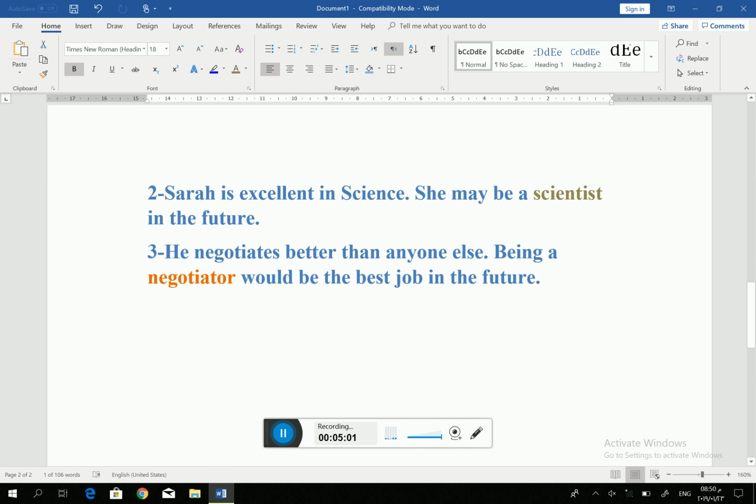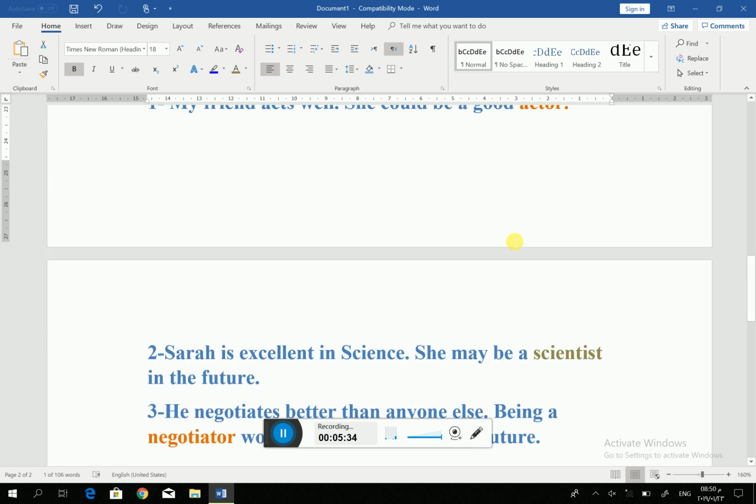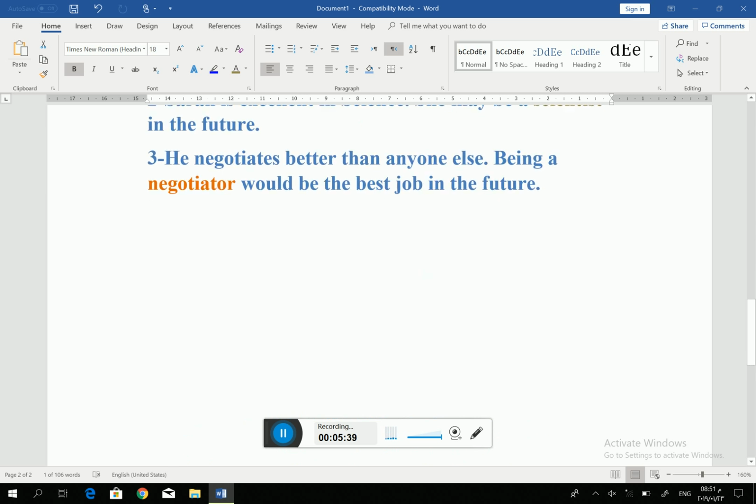Sarah is excellent in science. She may be a scientist in the near future. If someone is good at science, he could be a scientist in the near future. He negotiates better than anyone else. He negotiates means he could convince the others. He could persuade the others. He negotiates better than anyone else. Being a negotiator would be the best job in the near future. So in these three sentences, I used three different nouns: actor, scientist, and negotiator.